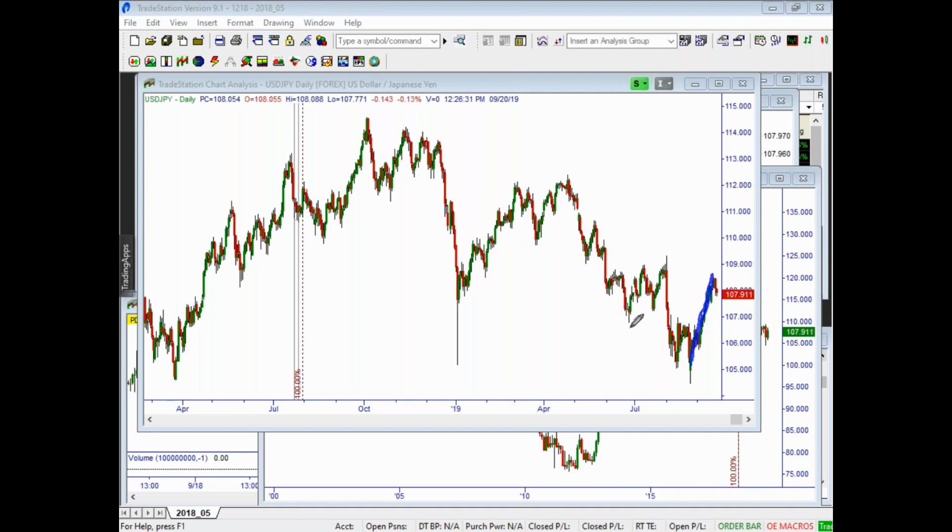If you look at this impulse wave here, you're right at typical impulse wave size. So this could easily congest, give a little bit more reaction off of this level. It's going to be hard for it to get a continuation right away. So intraday, you might even get some short setups on this right now.